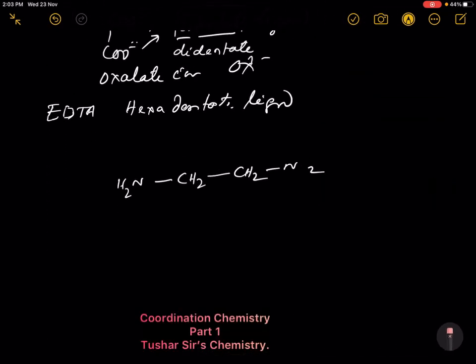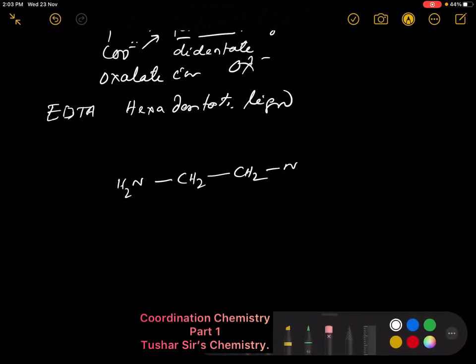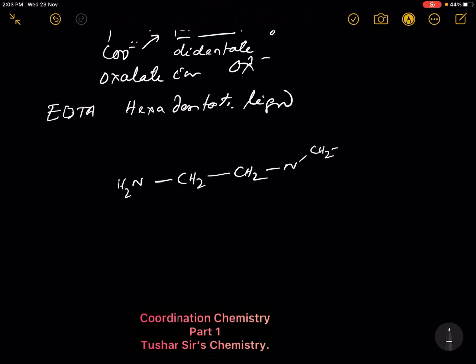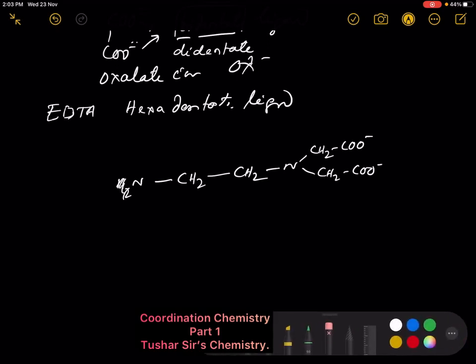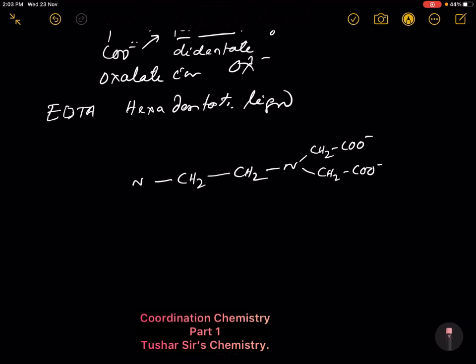CH2COO minus, then you should remove these two H atoms from here also, and we can substitute CH2COO minus, same thing over here, CH2COO minus. And you know nitrogen contains a pair of electrons as lone pairs. So you see it is also hexadentate.